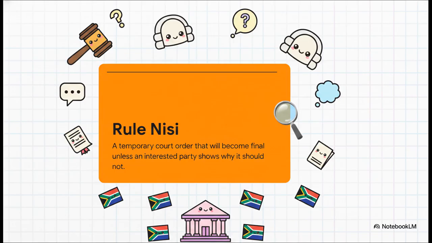Now, this is a really clever legal tool you'll often see with ex parte applications. It's called a rule nisi. It literally means a rule unless. What happens is the court makes a temporary order, but it's not final yet. The court sets a date in the future and basically sends out an open invitation, saying, hey, if anyone has a problem with this temporary order, show up on the date and tell me why I shouldn't make it permanent. It's a really fair way to handle things when you're not sure who might be affected.